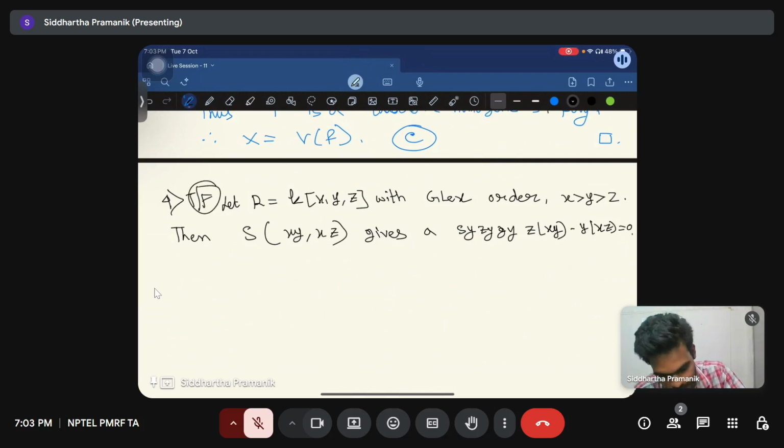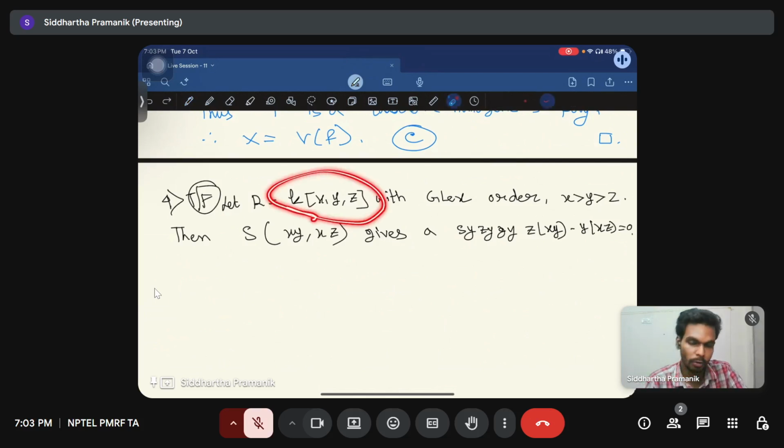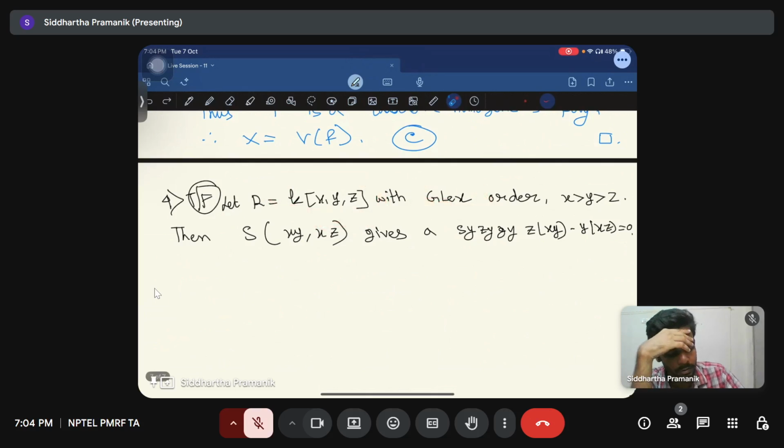So this problem is very simple. Take the polynomial ring in 3 variables with G-lex order, where the variables are ordered in this way: x greater than y greater than z. Now take these two polynomials xy and xz. Take the S polynomial of this, and does this give a syzygy like this? Okay, to solve this problem, I should recall the definition of S polynomial and syzygy first.